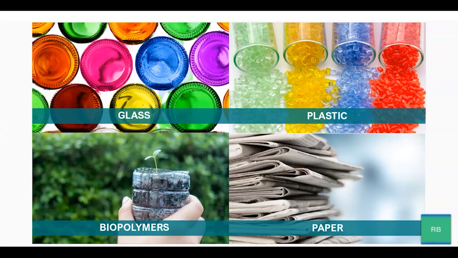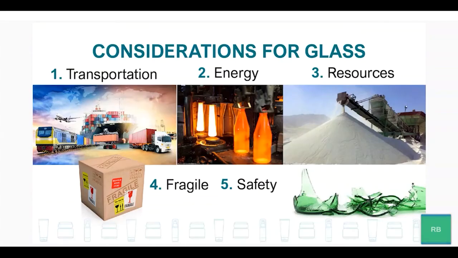If we look at the four main groups of materials available, glass, plastic, biopolymers, and paper, what is the resource we need to protect and replenish in order to promote sustainability? With glass, the main component is silica. With paper, cellulose fiber. Bioplastics are derived from plants, plant extracts, petroleum, and natural gas. Plastic, petroleum, and natural gas.